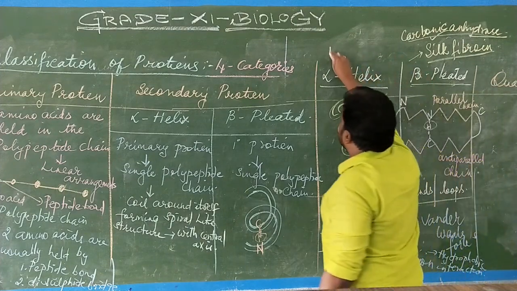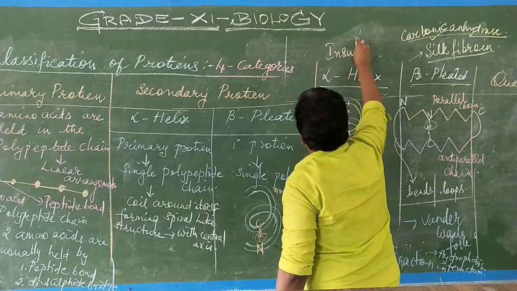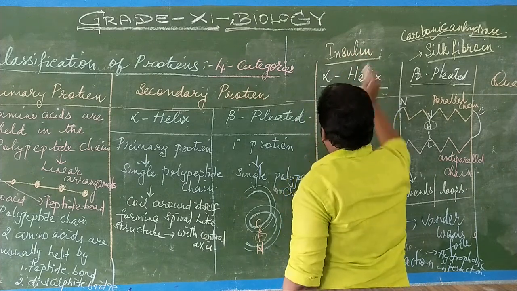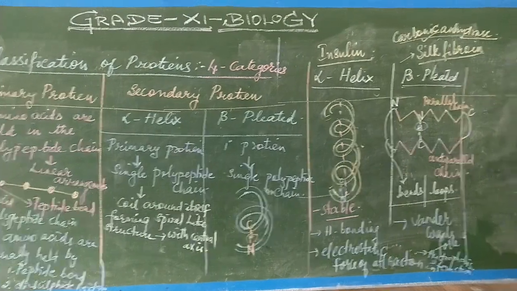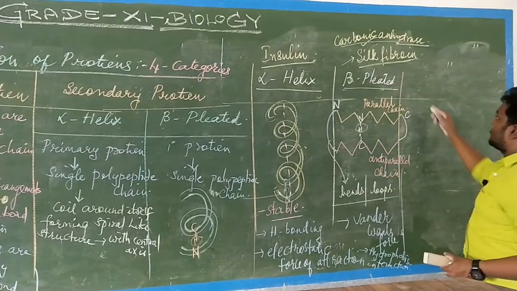For alpha helix, the best example we can write is insulin. This will be the best example. Now coming to tertiary and quaternary protein structures, they are very, very simple structures. So tertiary and quaternary structures we will see.